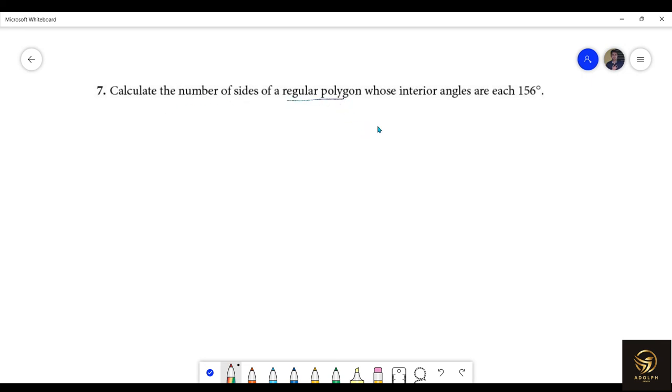They mentioned it's a regular polygon whose interior angles are each 156 degrees. So the interior angle has been given as 156 degrees. If we have the interior angle, we can get the exterior, because interior plus exterior equals 180. So the exterior will be 180 minus 156. If you subtract, you will get 24 as the exterior angle value.